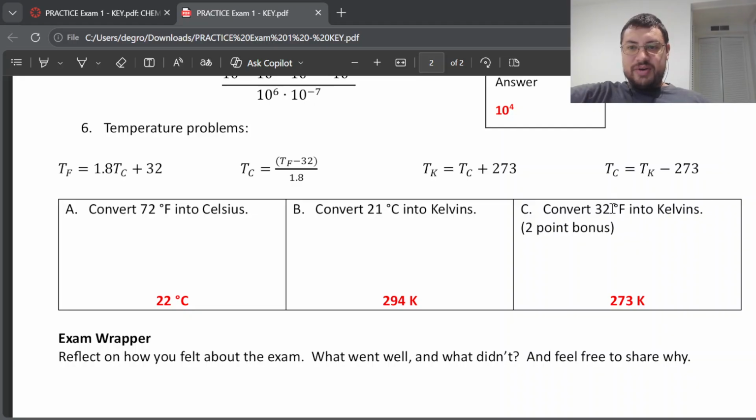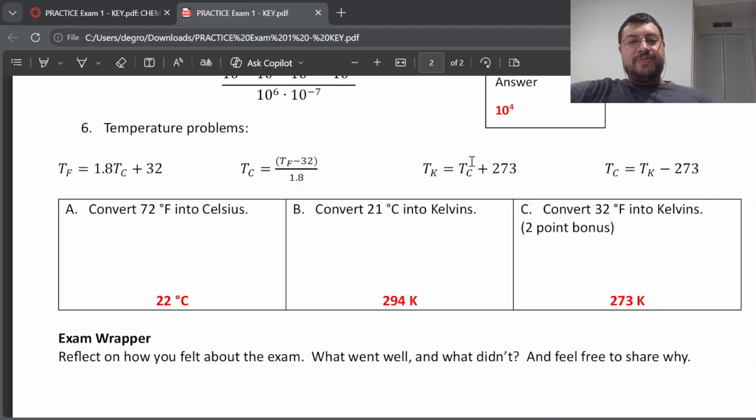You plug 32 into this equation. 32 minus 32 is 0. 0 divided by 1.8 is still 0. And then we get an answer of 0 for the Celsius. And now that we have the Celsius temperature, we can plug it into this third equation here. 0 plus 273 is 273. So that would be our answer. Again, feed into one equation to get the answer, and then feed that answer into the next equation.